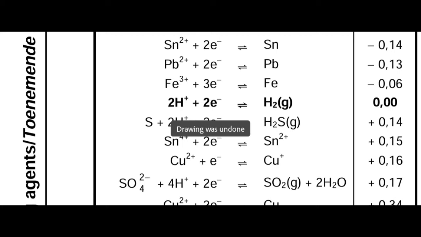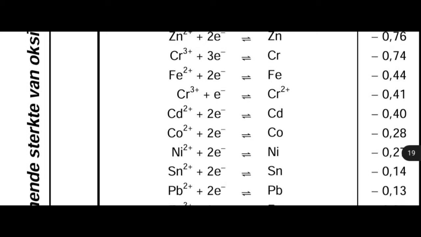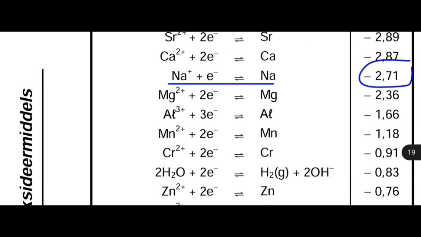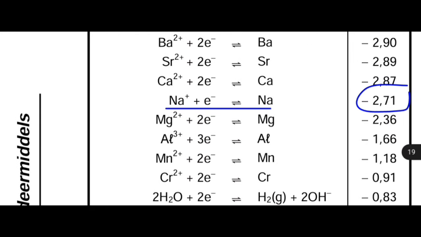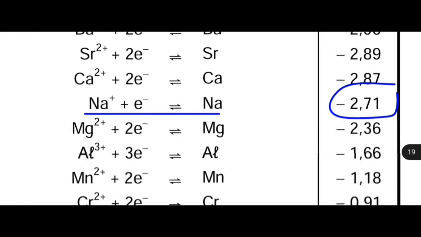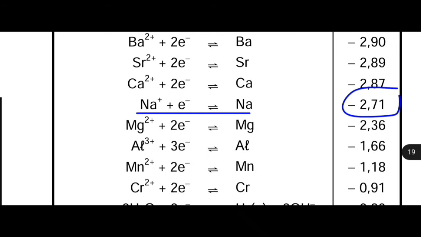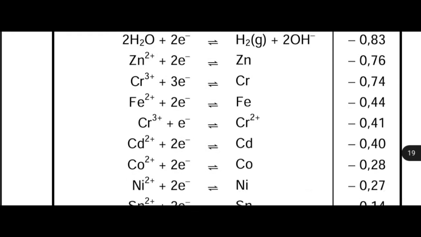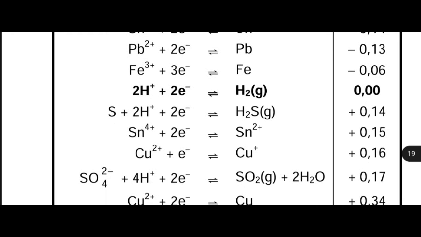Alright, so let's talk about this. Now we're trying to find out which one will win, right? So we're comparing sodium. Notice sodium actually has an electrode potential of -2.71, meaning that it will lose. Hydrogen will be the one that will be reduced, right?